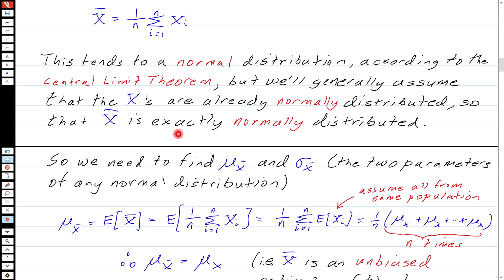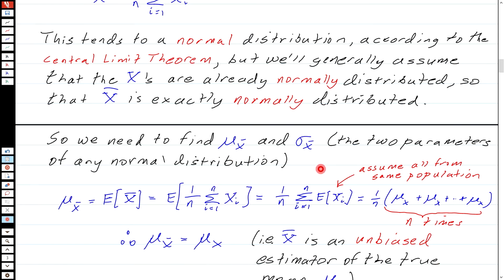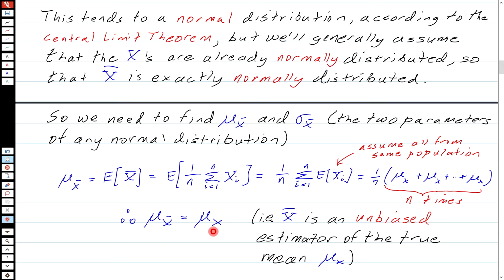Okay, so in any case, if x bar is normally distributed, then we need to find mu x bar and sigma x bar, and we did this also in the last lecture. We found that mu x bar is just equal to the mean of x, and therefore x bar is an unbiased estimator of the true mean. And by unbiased, I mean, is this estimator aimed at the proper thing? So on average, does x bar aim at mu of x? And this calculation here shows that it does. Okay. So in other words, the mean of the average is just the mean of the population, and that makes sense.